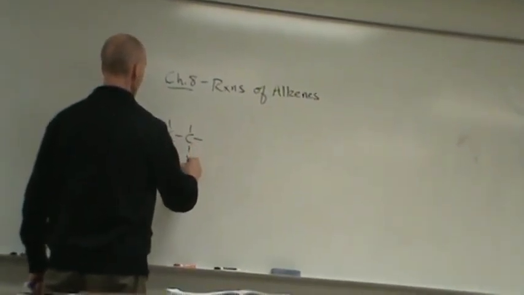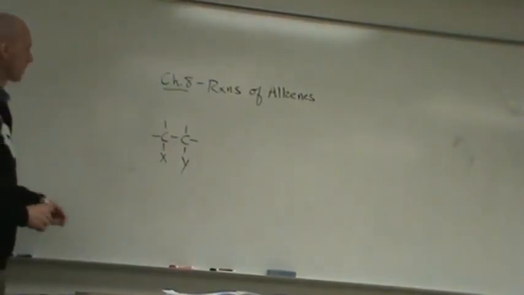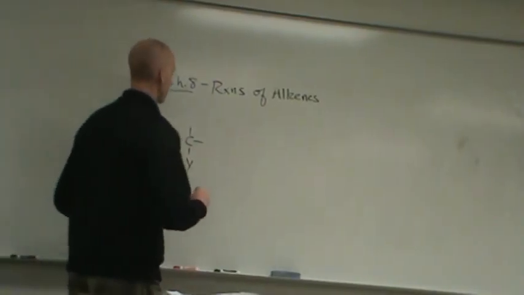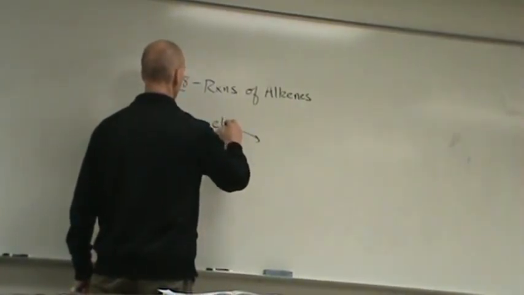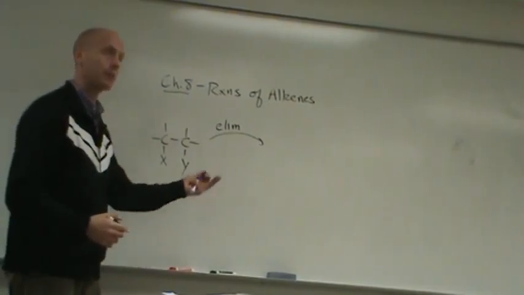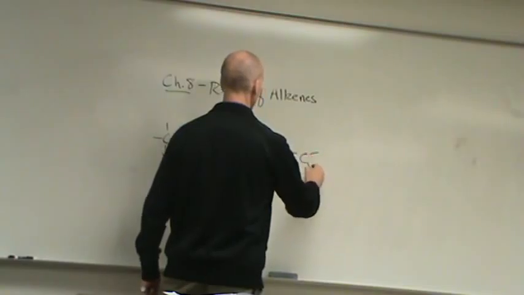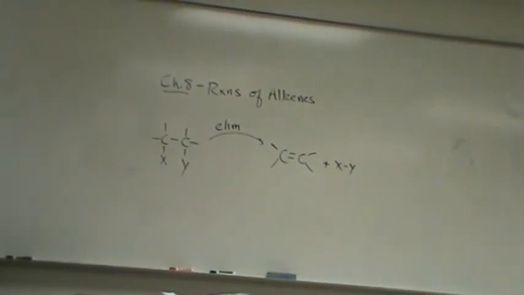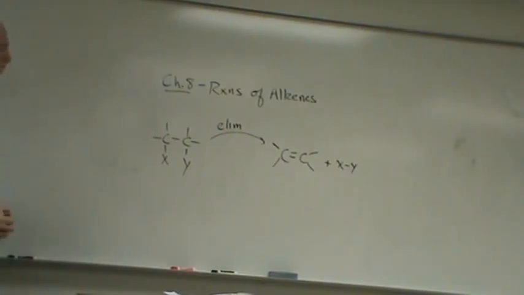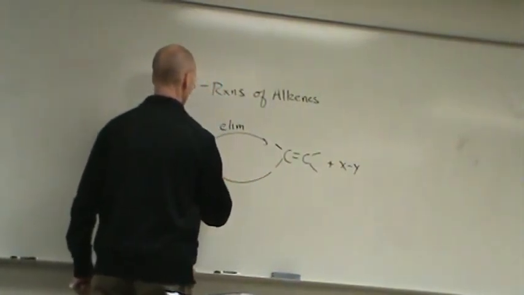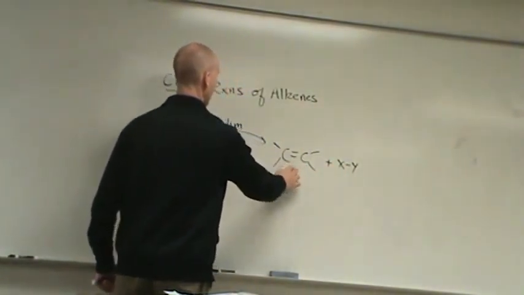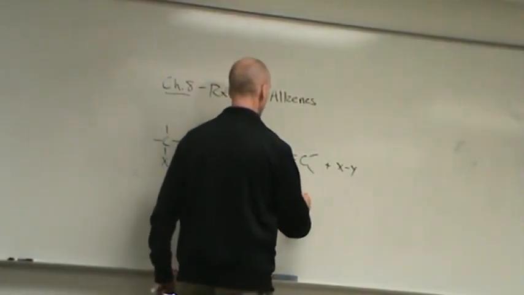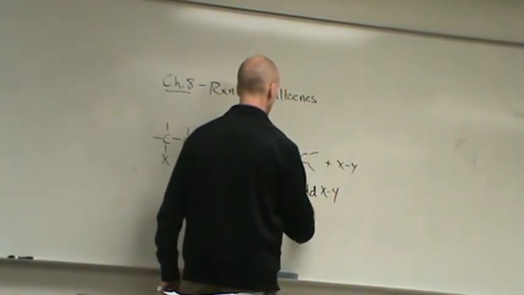So let's get a picture of what we're going to look at here. Let's just make up a molecule here that has X and Y on there, whatever they are. The reactions we've been looking at have been elimination reactions, where we eliminated X, Y, and formed our double bond. But what we want to do in this chapter is do the reverse. We want to add XY across the double bond to get this back over here.